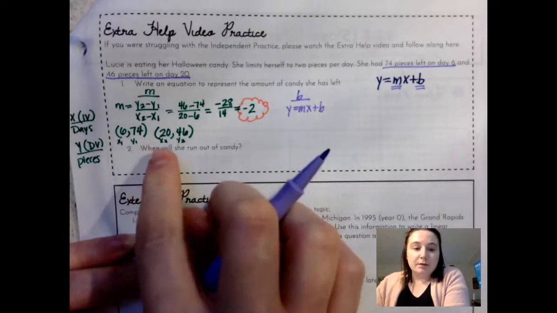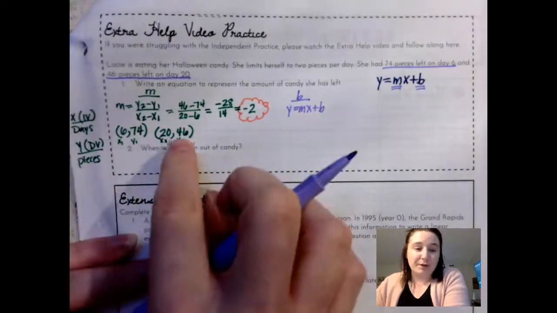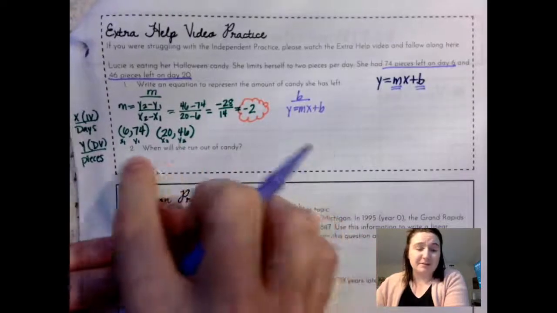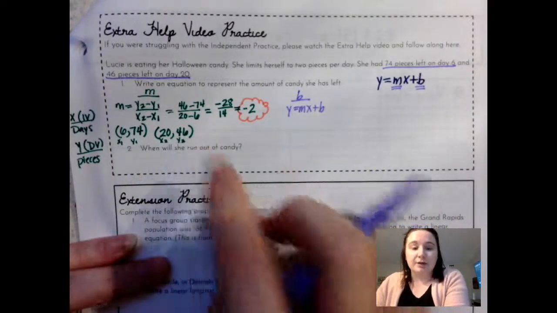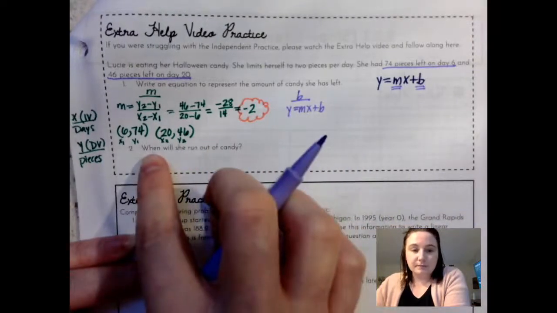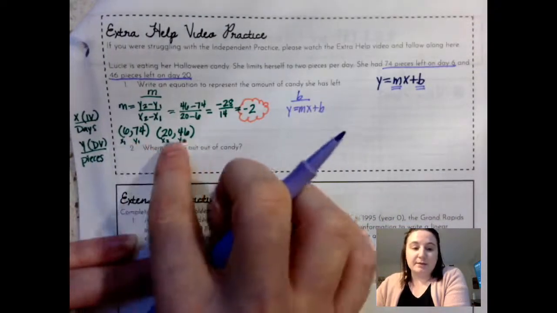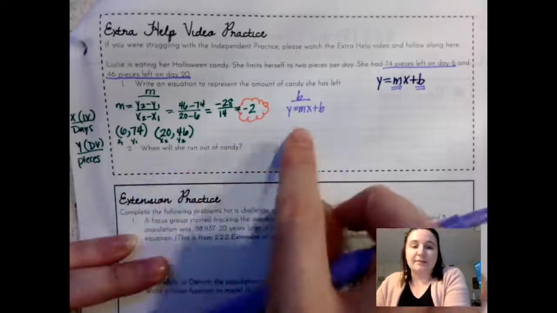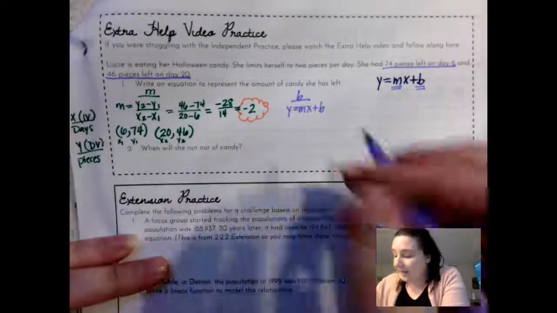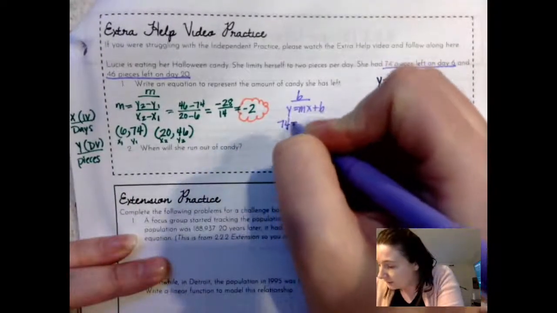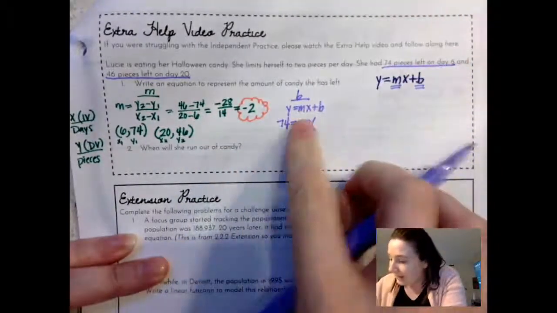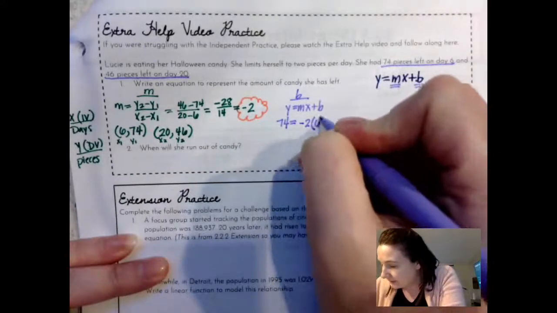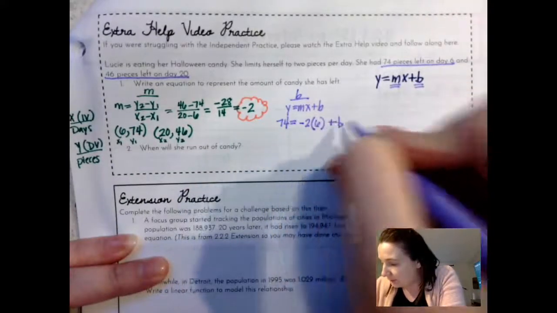So I'm going to use, I guess there's no real one that's better than the other one. It doesn't really matter. If you have a point that's very clearly easier than the other, use the easier one. But this one isn't any easier than this one, so I'm just going to use this 6, 74. So y is 74. M is negative 2, x is 6, and then we don't know our b yet.